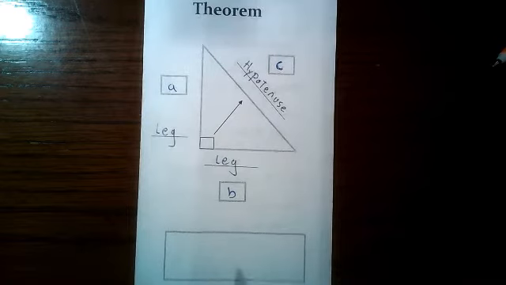Alright, now we're going to get down to what the Pythagorean theorem really is. So, Pythagoras was one of the people that came up with the Pythagorean Theorem. He wasn't the only one, but he's usually the one that gets credit for it. And what it is is this.